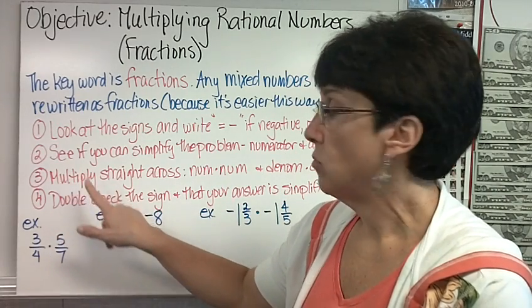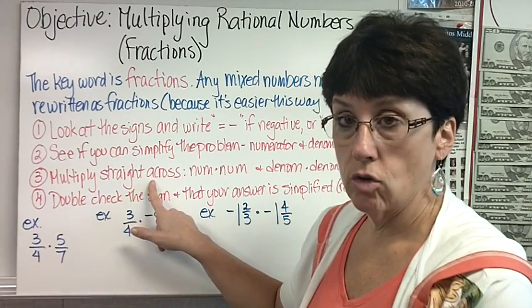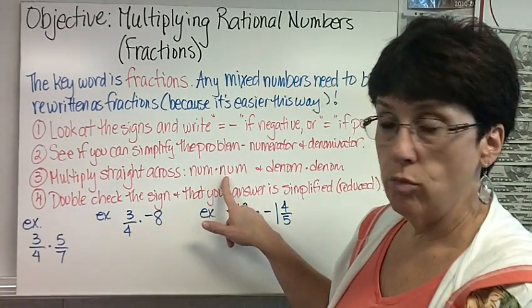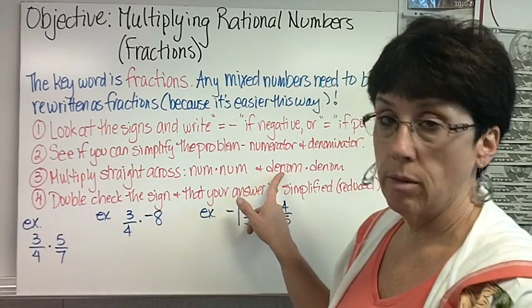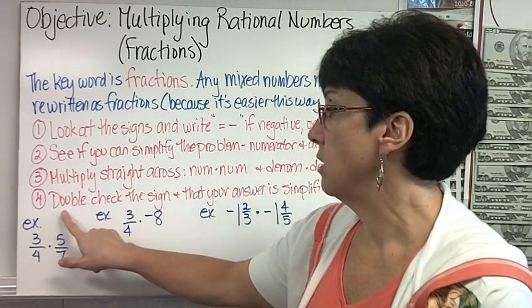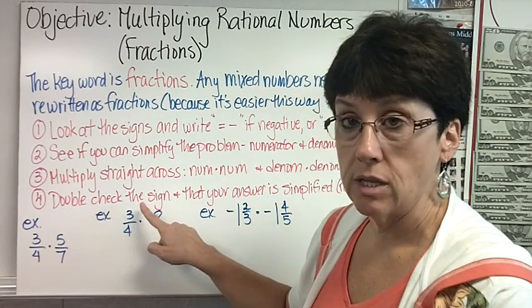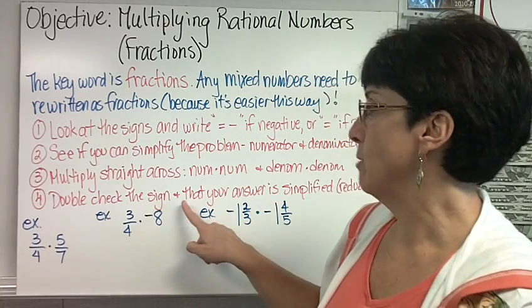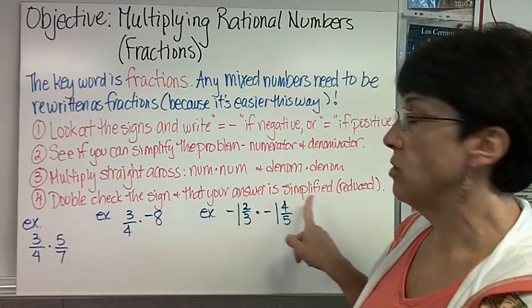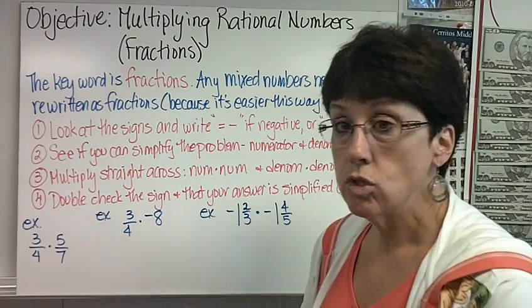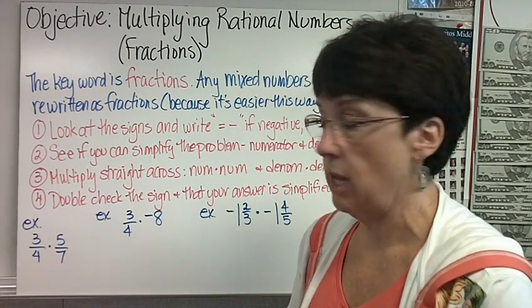Number 3, multiply straight across. Numerator times numerator, denominator times denominator. And then finally, your 4th step is to double check that you did the sign, because sometimes we forget, and that your answer is simplified, which is reduced in this case as much as we can.